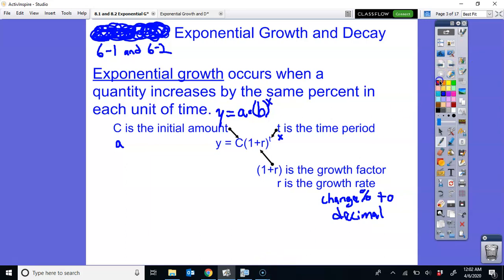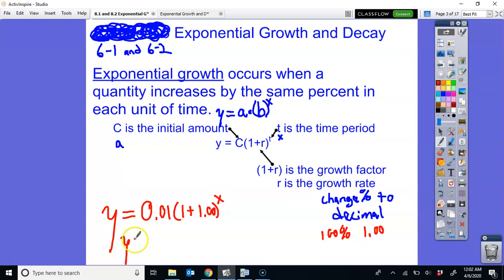So if we go back to our example that we just looked at, our beginning amount was 1 cent or 1 penny. Our rate was 100%. We were doubling every single time. So 100% as a decimal is 1.00. If you plug in 1.00 there, you would get 1.00 plus 1, which is 2. That's why it was doubling every single time.